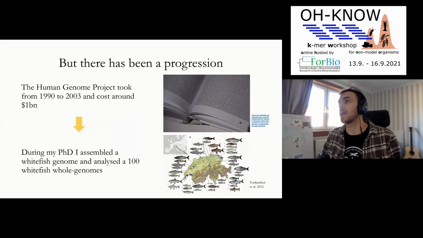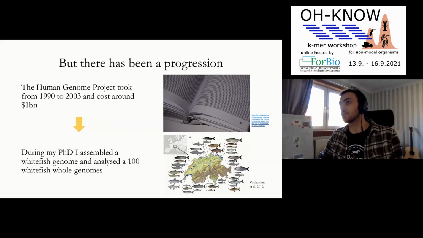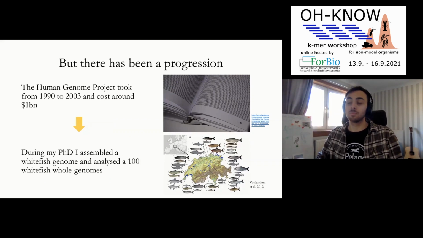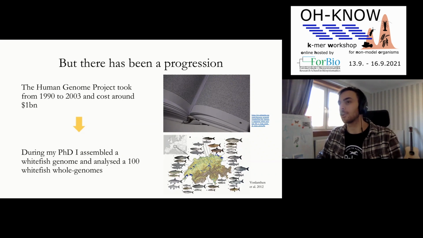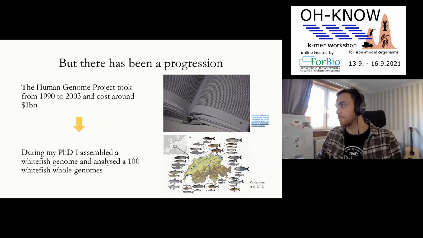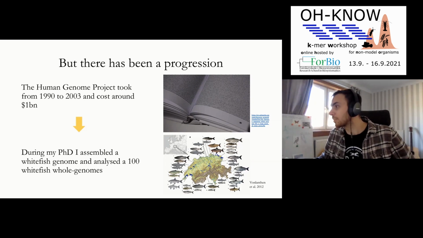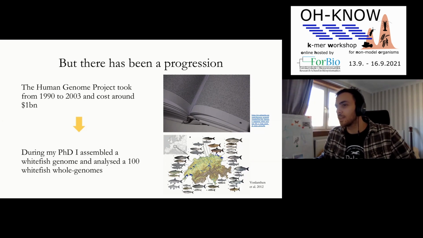But over the last few years, we have seen a big progression in DNA sequencing. So the Human Genome Project, which took place from 1990 to 2003, was the job of a lot of people and cost around $1 billion, it's estimated. On the right here is a book from the Wellcome Collection where they printed off the first draft of the human genome.